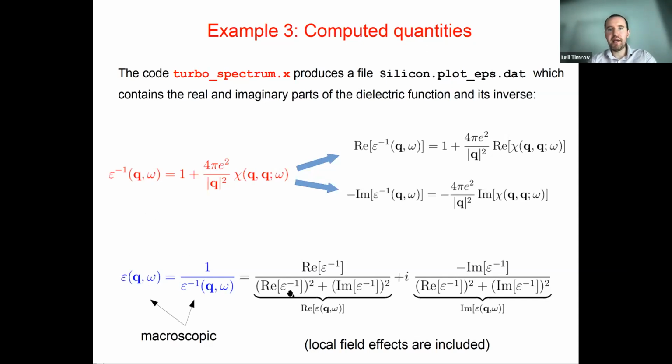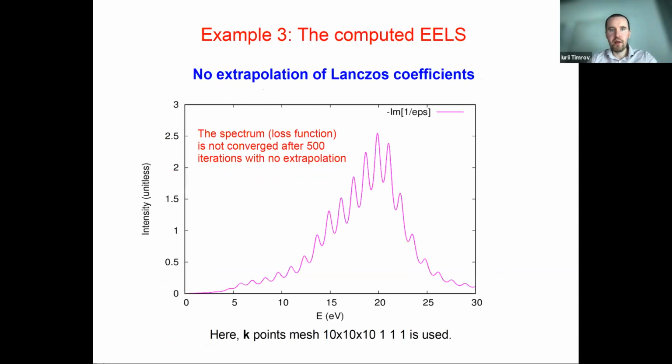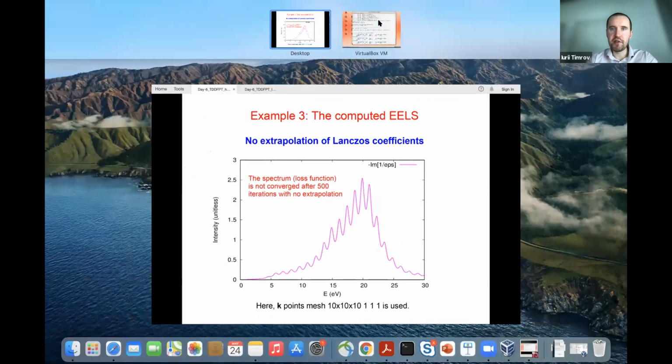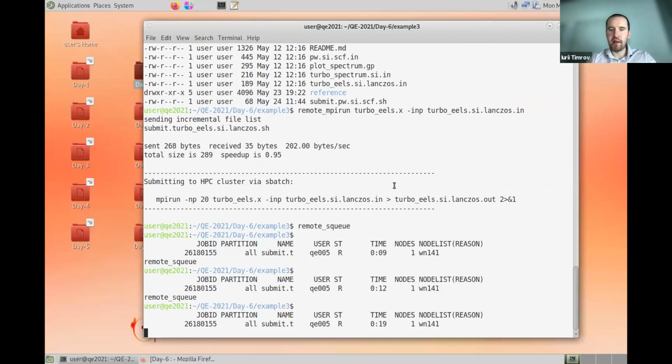So the file that we obtain from Turbo ILS will have information about the real and imaginary parts of epsilon minus one, and also the real and imaginary parts of epsilon, which we can plot. Without extrapolation, we should obtain this figure. On the y-axis, we have the intensity of the ILS spectrum, and on the x-axis, we have energy. And we see there are wiggles because the spectrum is not yet converged. So let's see how the calculation is running and if we manage to obtain the same figure.